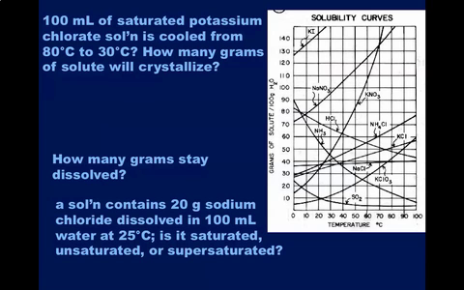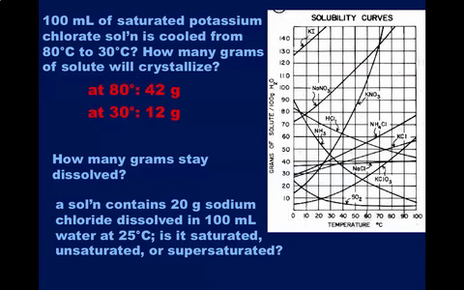Okay, a couple more practice questions. 100 milliliters of saturated potassium chloride solution is cooled from 80 degrees Celsius to 30 degrees Celsius. How many grams of solute will crystallize? So if I find potassium chloride, it's KCl, it's one kind of towards the bottom here, curved line, and I look it up at 80 degrees. If I look at it, it's just above the 40, so I'm going to say about 42 grams. Then I look above the 30 degrees, and it's right above the 10, so I'm going to say it's maybe about 12 grams.